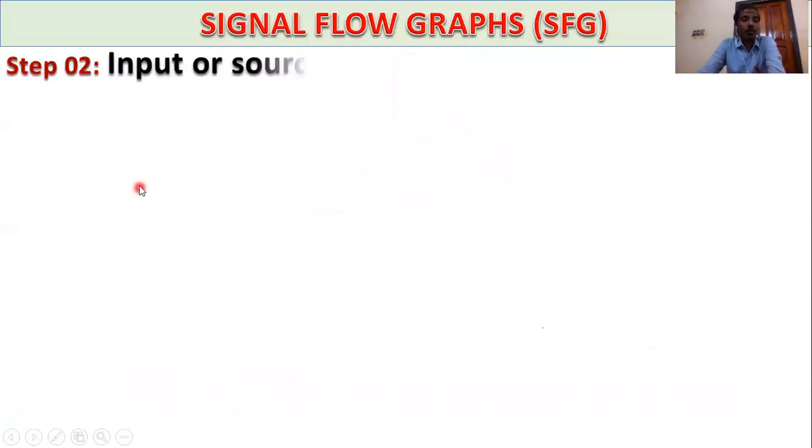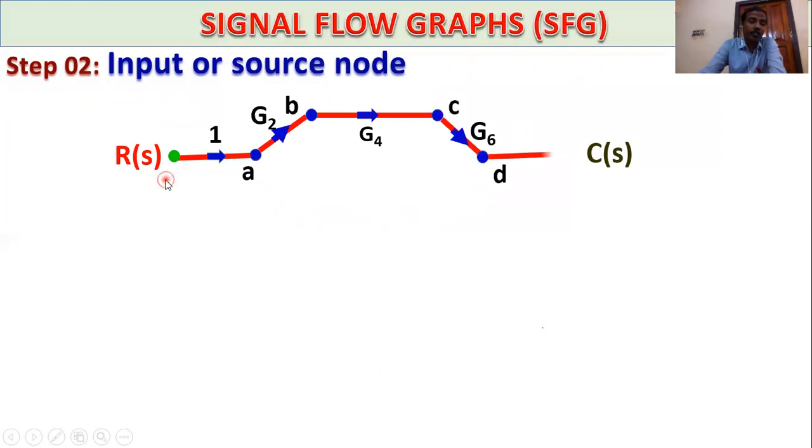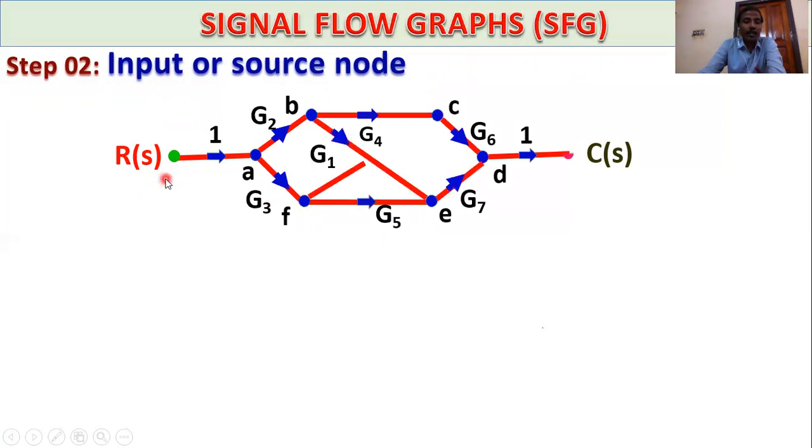Then step number 2, input or source node. What is the input node or source node? R(S) is the input node or source node. This is also called excitation, and also the cause of the system. This R(S) may be step, ramp, parabolic, impulse, sinusoidal, any type of input you can apply.